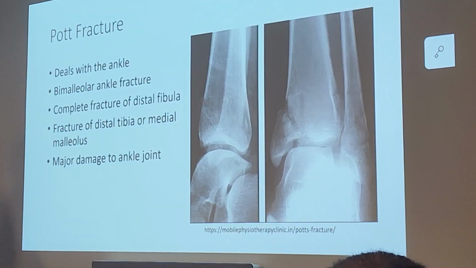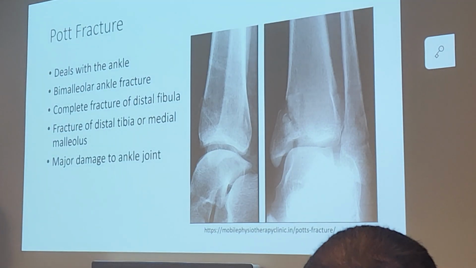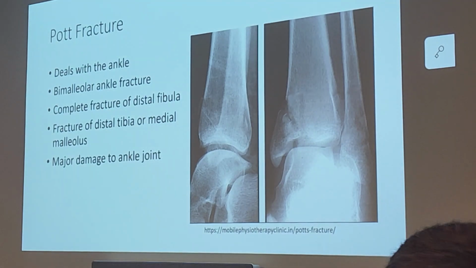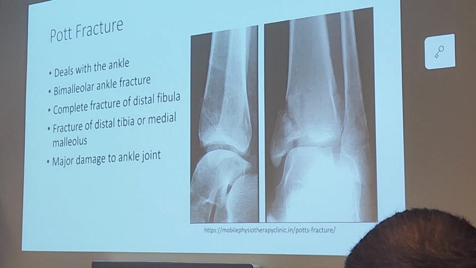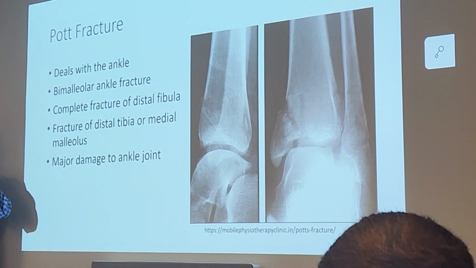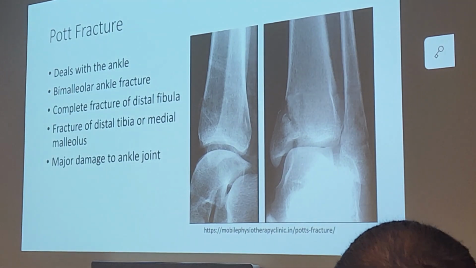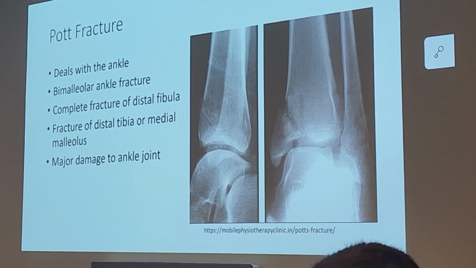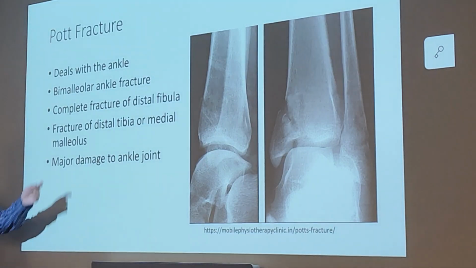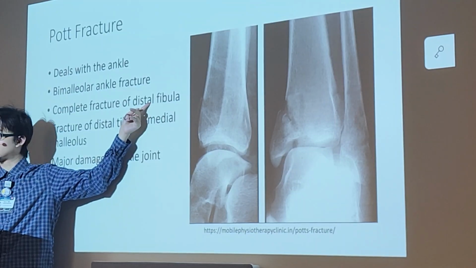All right, so let's talk about the fun stuff first. Fractures. So our first one is the Pott fracture. This is a bimalleolar ankle fracture. So two malleoli are fractured. It is going to be a fracture of the distal fibula. So which malleolus is this?